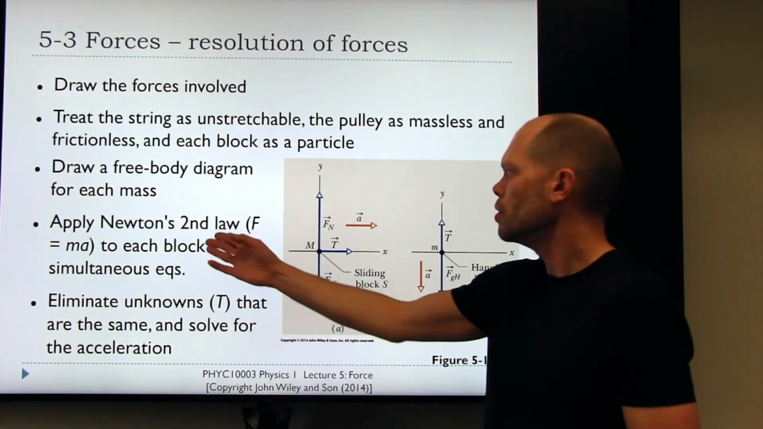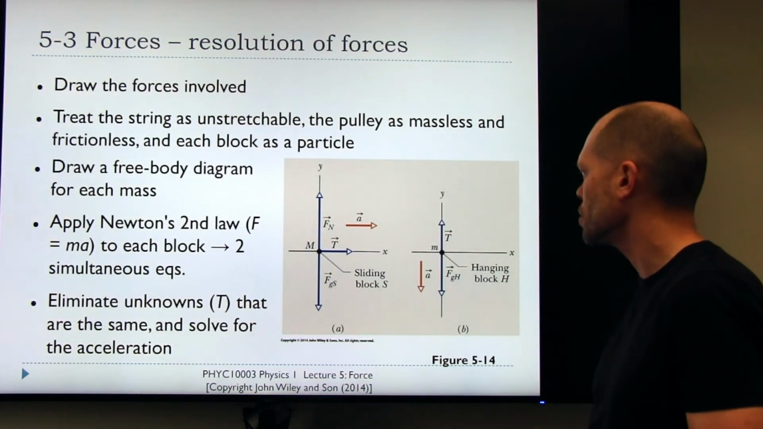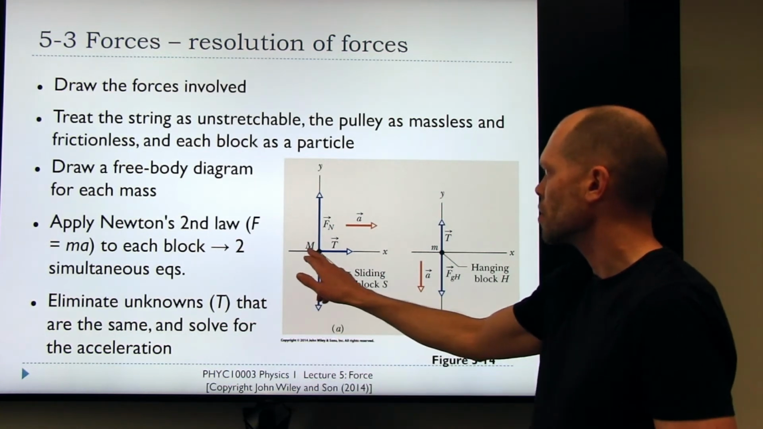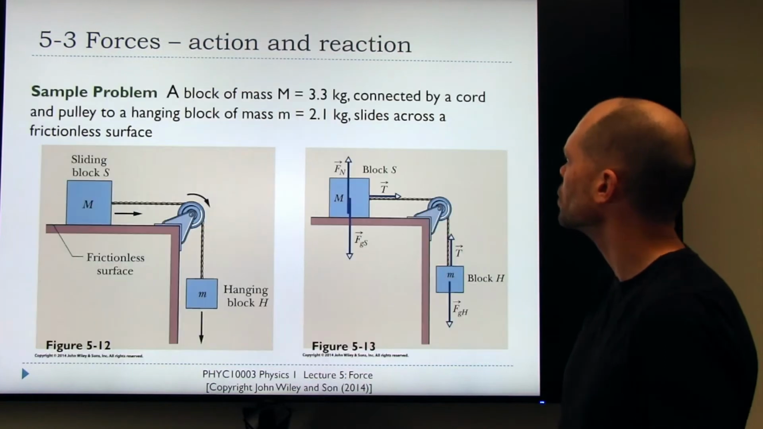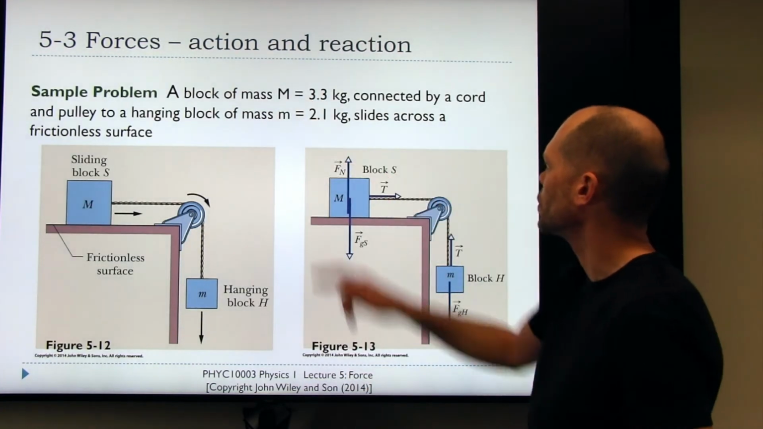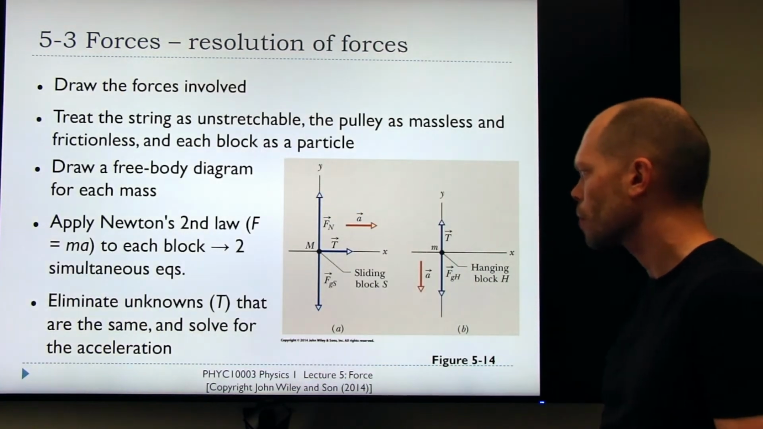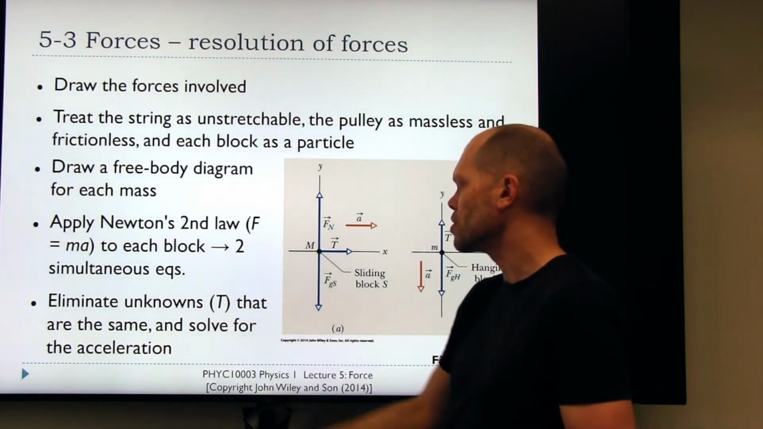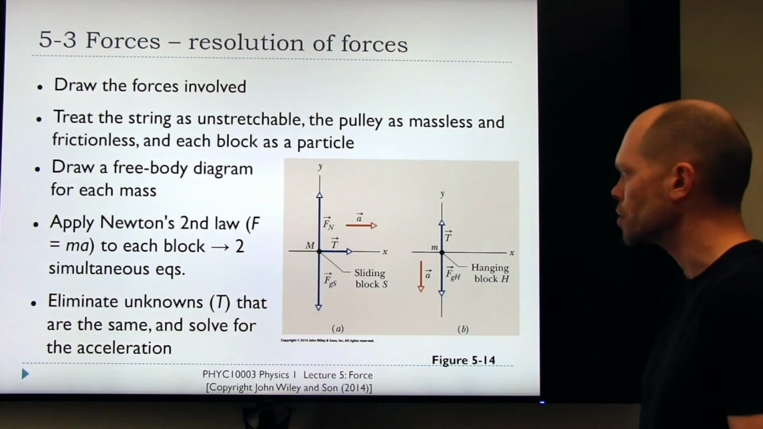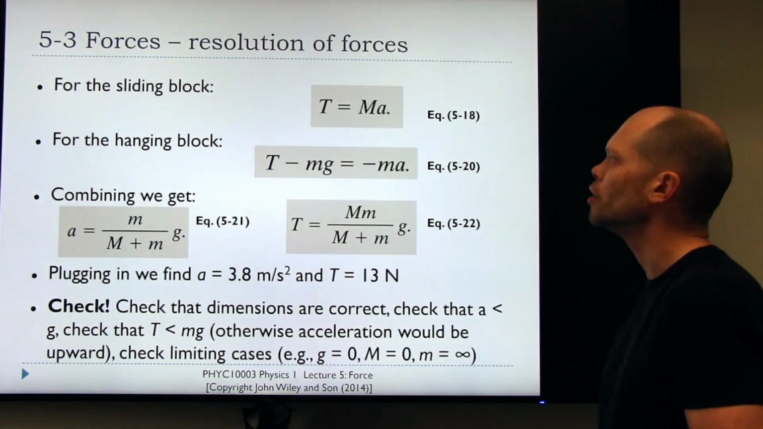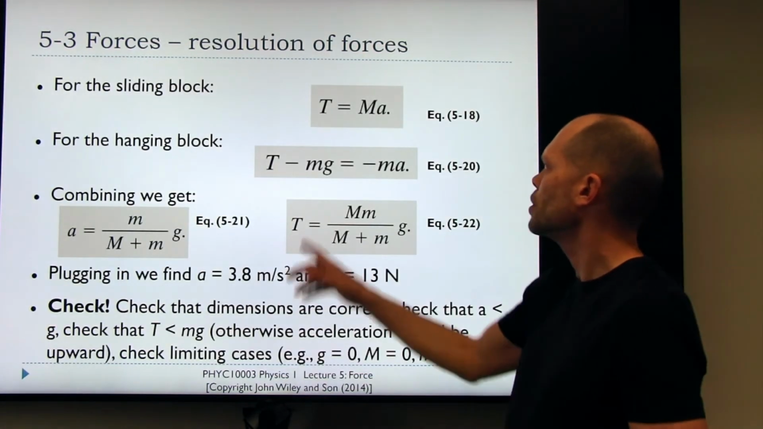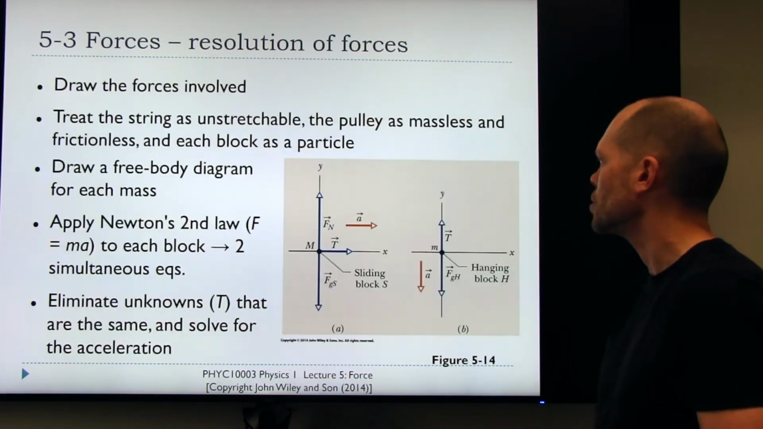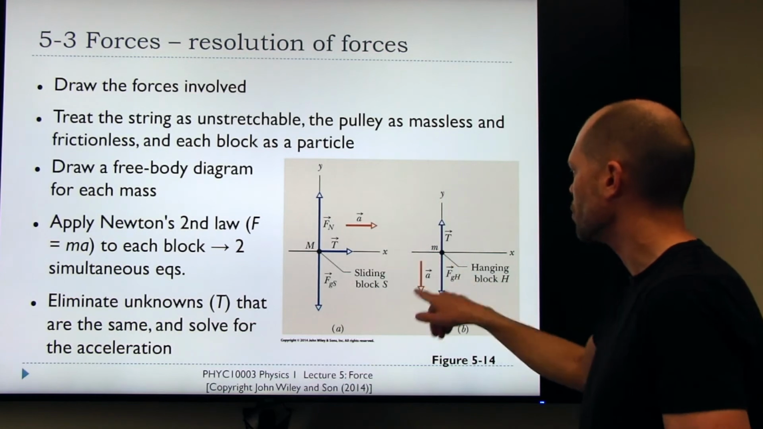So we apply Newton's second law with the different forces on each of the masses. In this case, this mass is larger and this mass is smaller: 3.3 kilograms and 2.1 kilograms. We eliminate the unknowns, the tensions that are the same, and solve for the acceleration. So we're actually going to solve this problem here. For the sliding block, the tension is equal to the large mass times acceleration, because the acceleration is going to be the same for both of them.